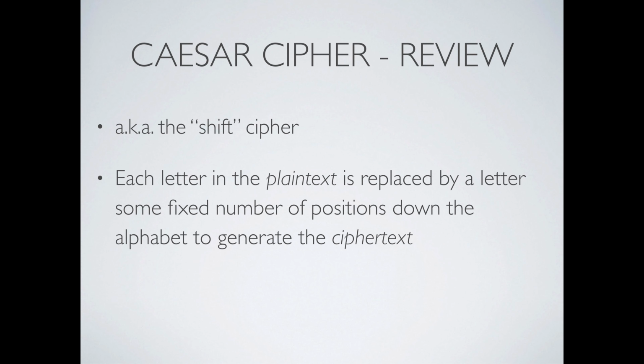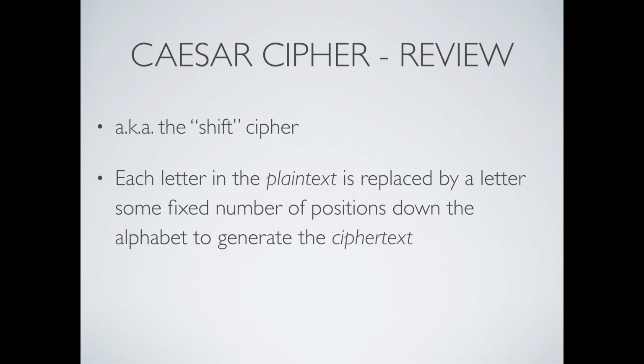Welcome back, everyone. So just to review really quick from what we talked about in the last video, we talked about the Caesar cipher and basically how we go from here's the algorithm, this is how we code it in Python. So just to review, Caesar cipher is also known as the shift cipher, basically because each letter in the plaintext is replaced by a letter that you get by shifting down the alphabet.